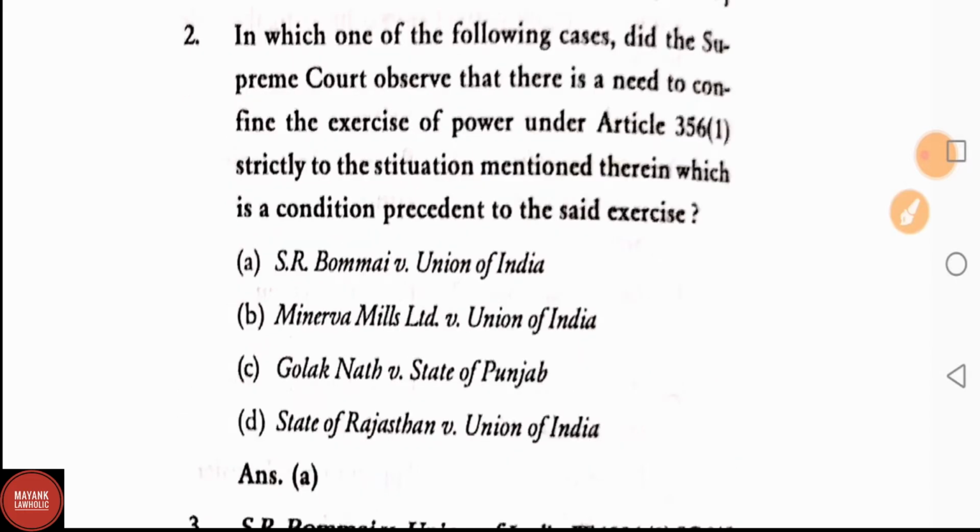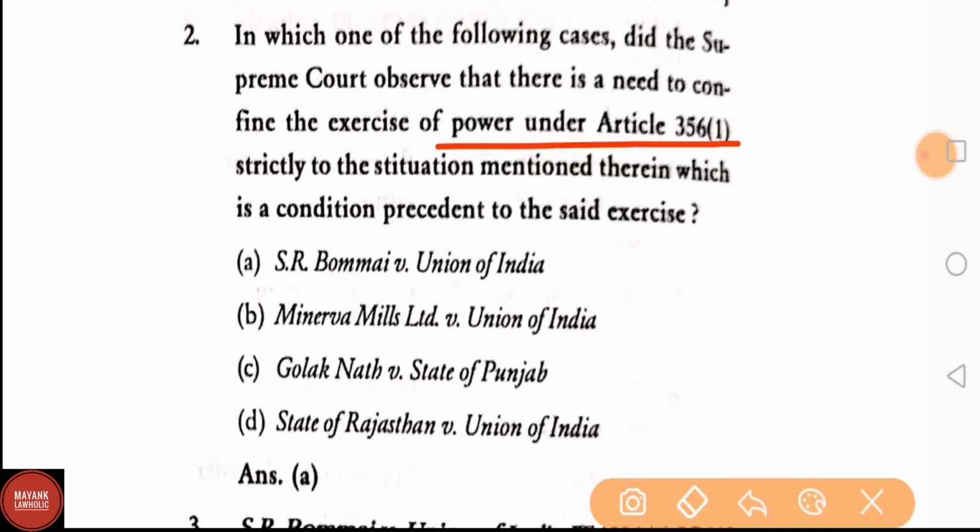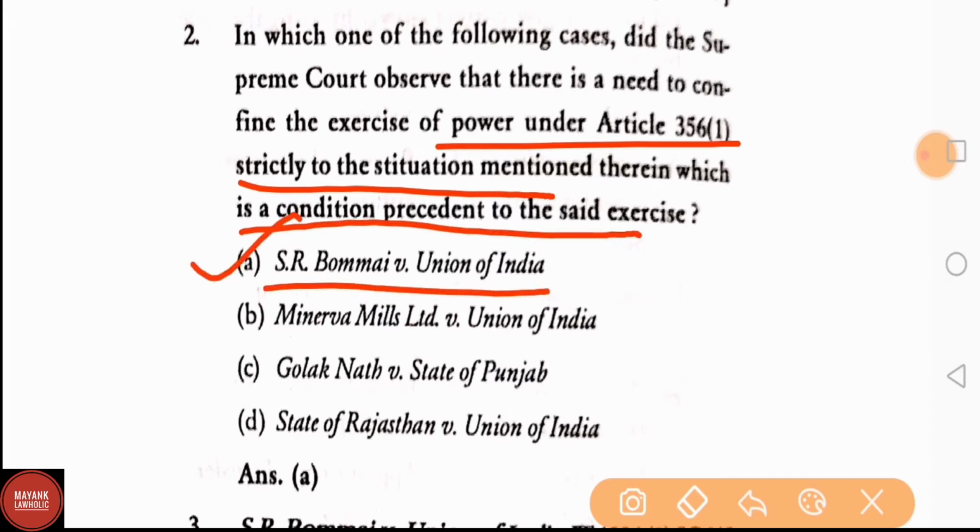Question number 2. In which one of the following cases did the Supreme Court observe that there is a need to confine the exercise of power under Article 356 Clause 1 strictly to the situation mentioned therein, which is a precedent to the said exercise? It was held in the case of S.R. Bommai vs. Union of India.